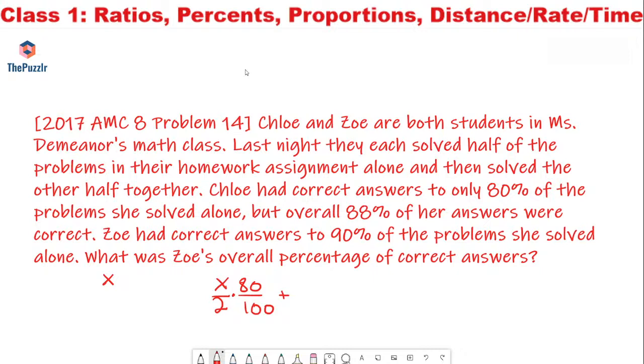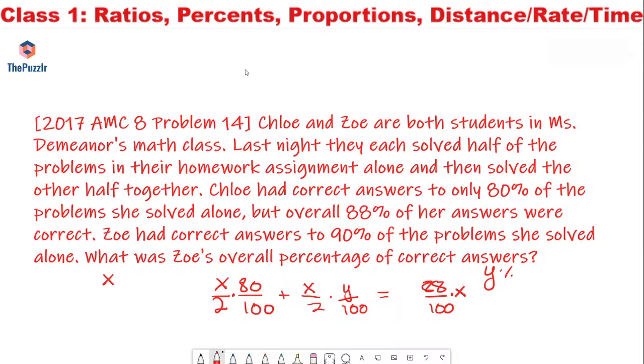Here, I don't know how many she got correct with Zoe. We'll have to check. We know that she did X over 2 problems with Zoe, and let's say she got Y% correct. So Y% is the percent of problems that they solved together and got correct. Y% is just Y over 100. And what is this equal to? Well, they tell us 88% of her total overall answers were correct. This gives us 88 over 100 times X, because the number of total problems is X, not X over 2.